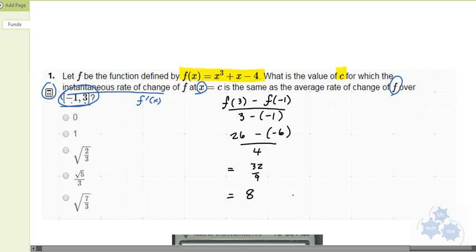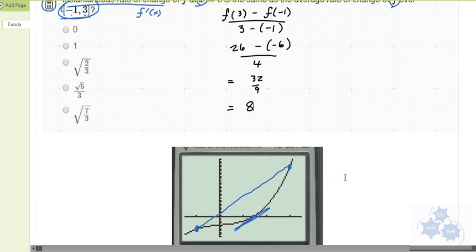Does everyone see that? So that is this slope right here. So we have a slope of this line, m equals 8. See that? Negative 1 to 3.